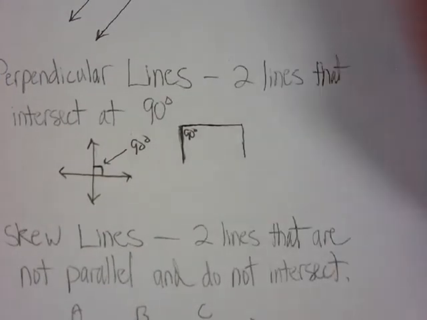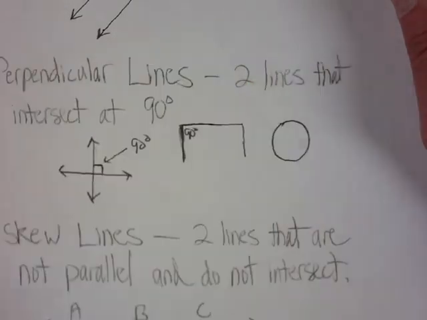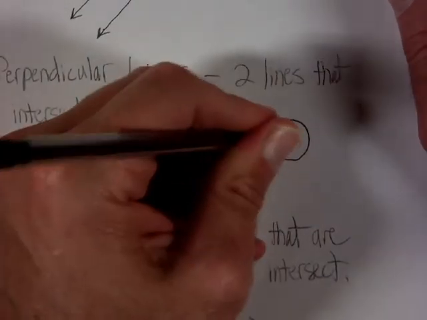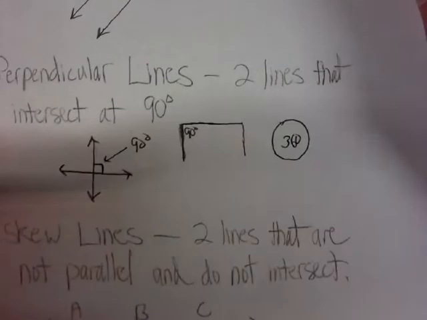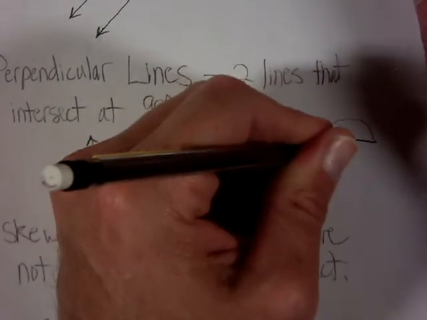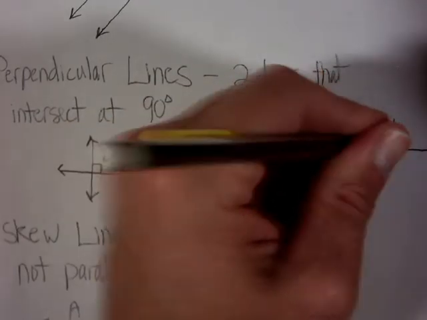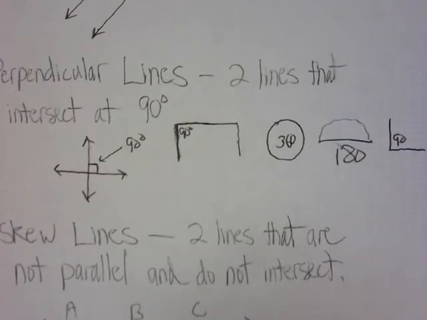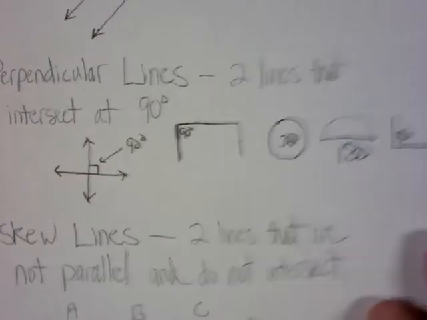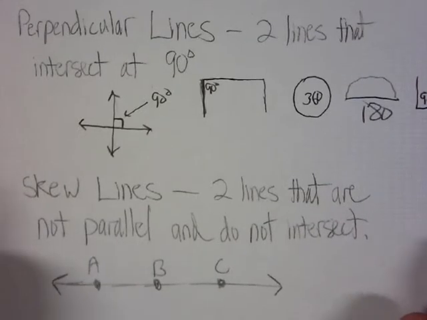Just to give you kind of more of an idea of degree measure, all the way around, how many degrees is that? A full circle, 360. Half a circle from one end to the other, that's 180 degrees. And then of course you cut that back in half again, and then you've got your 90 degrees. All right, so that's just a brief introduction to angle measure. We'll get more into angles as this unit goes on.